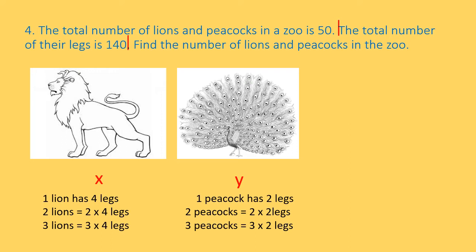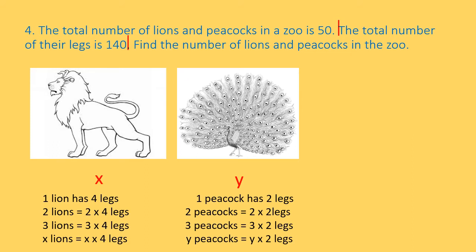So how many lions are there here? X lions are there. So, X into 4 legs, X for number of lions and 4 for 4 legs. Similarly, there are Y peacocks, so Y into 2, Y for number of peacocks and 2 for number of legs. Yes. Now let us try to frame the equations.